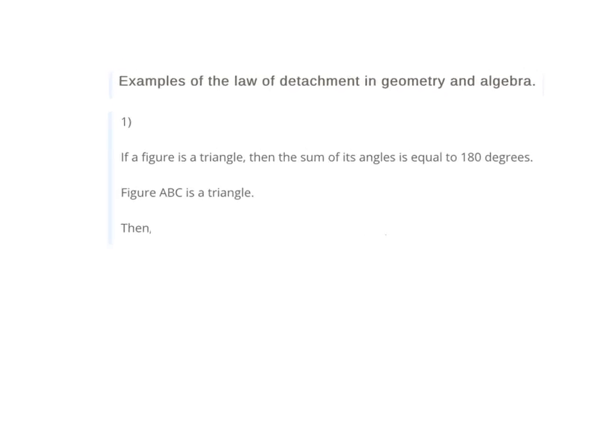So examples of the law of detachment in geometry and algebra. If a figure is a triangle, then the sum of its angles is equal to 180 degrees. Figure ABC is a triangle. So what is our P in this statement? If a figure is a triangle. What's our Q? Then the sum of its angles is equal to 180 degrees. Figure ABC is a triangle. So does this go along with P or Q? Is this proving P to be true or proving Q to be true? P. So this is stating that P is true.